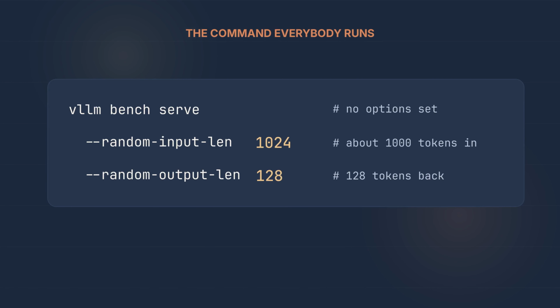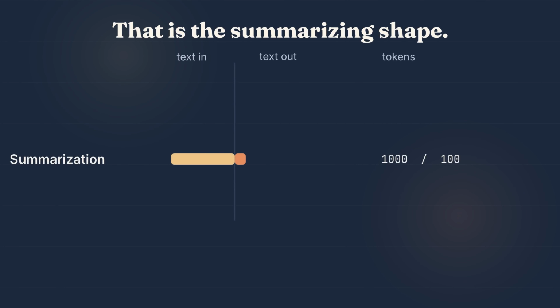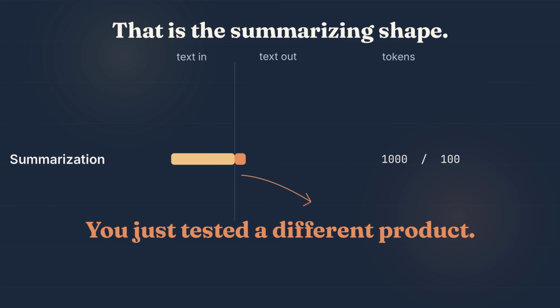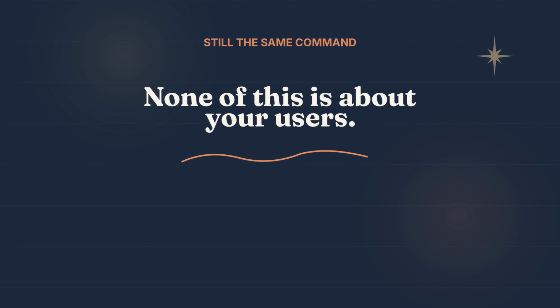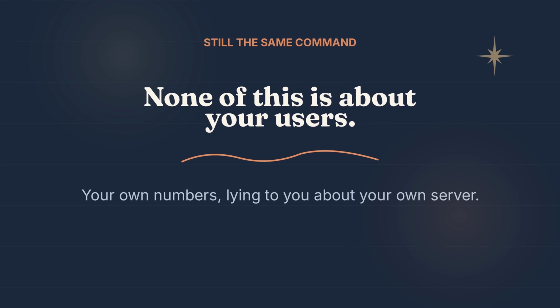And here's the part that catches people. The standard command everybody uses to benchmark a server has a shape baked into it already. Run it with nothing set, and it sends about 1,000 tokens in and gets 128 back. And that is the summarizing shape. So if summarizing isn't what your users do, you just tested a different product. Now there are a few more things that command does to you, and none of them is about your users. These are all your own numbers lying to you about your own server.